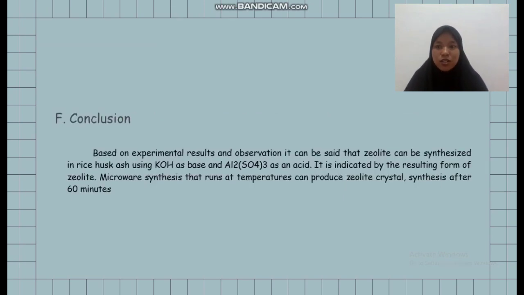The next is conclusion. Based on experimental results and observation, it can be said that zeolites can be synthesized from rice husks using potassium hydroxide as a base and aluminum sulfate as an acid. It is indicated by the resulting form of zeolites. Microwave synthesis that runs at temperature can produce zeolite crystal synthesis after 60 minutes.